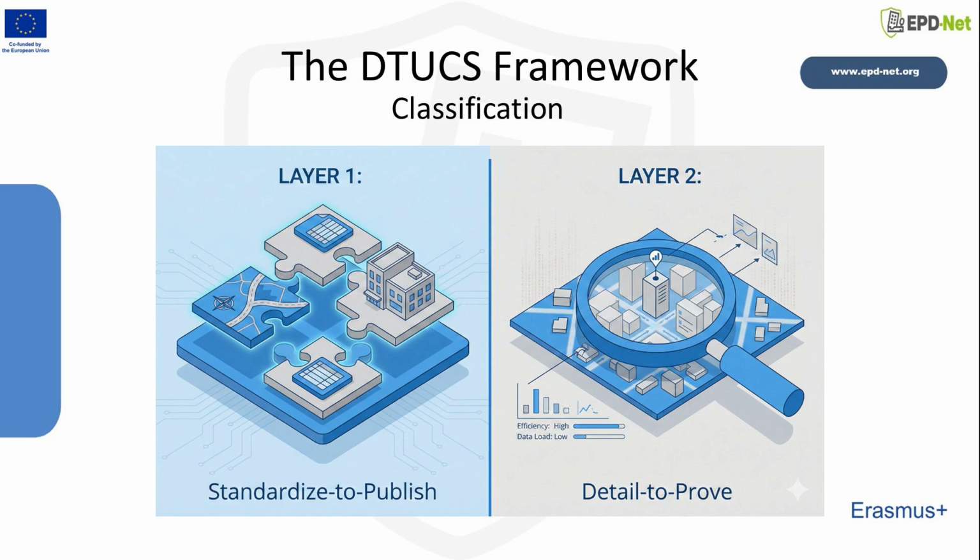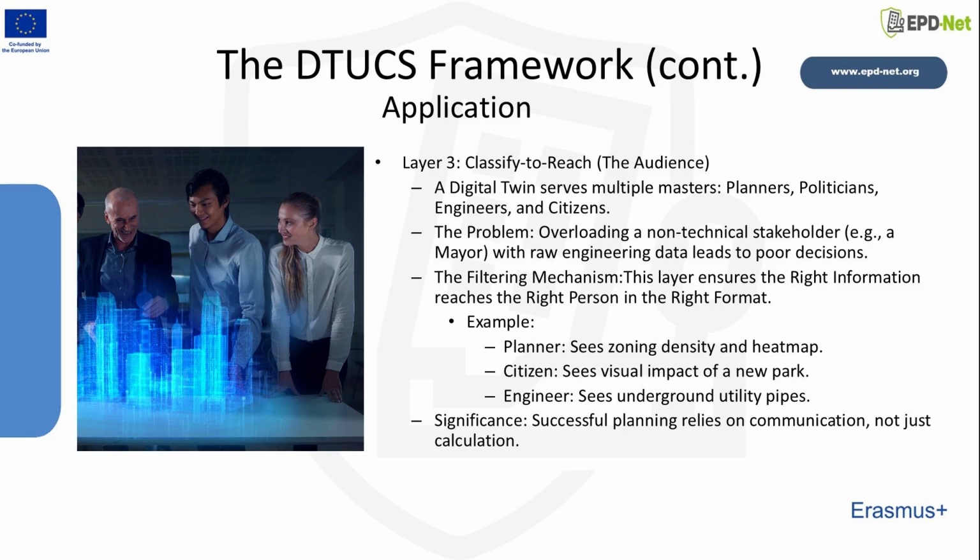Moving on to slide 7, we reach the final and perhaps most critical layer of the DTUCS framework: classify to reach. A digital twin is a massive database, but it serves multiple masters with very different needs, from city planners and engineers to politicians and ordinary citizens. The biggest risk here is information overload.